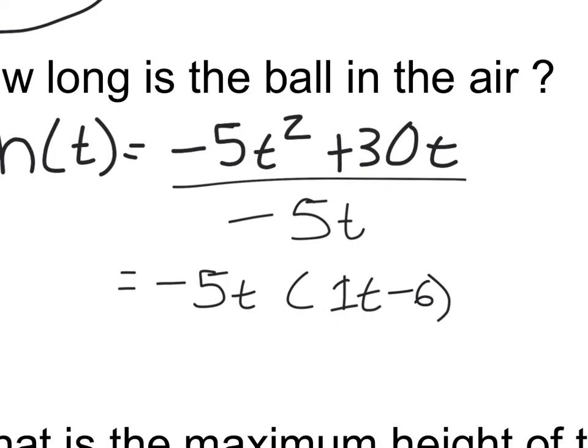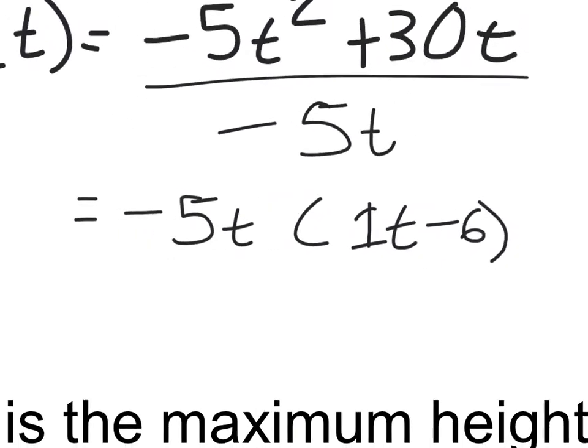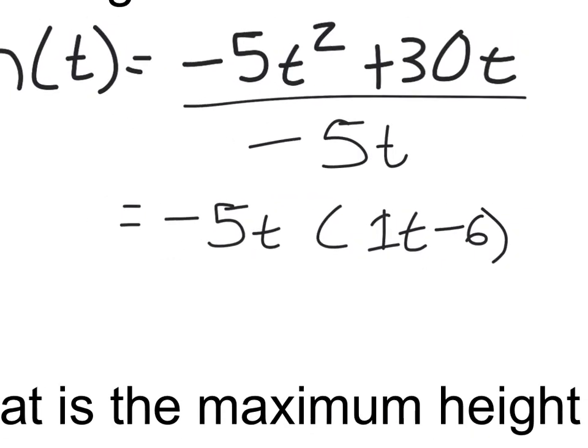Can I use any other forms of factoring? Is it a trinomial, or are there 3 terms to be able to use sum and product or decomposition? No. Could it be a difference of squares? Maybe. Let's see, I've got 2 terms. I've got a t minus 6, so there is a minus sign, but can I square root a t? And can I square root a 6? No. So if I can't square root them, then it is not a difference of squares, and then I'm done factoring.